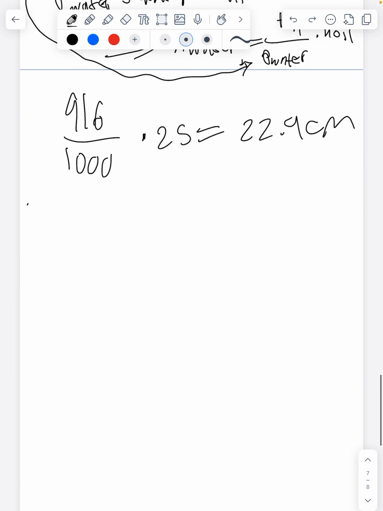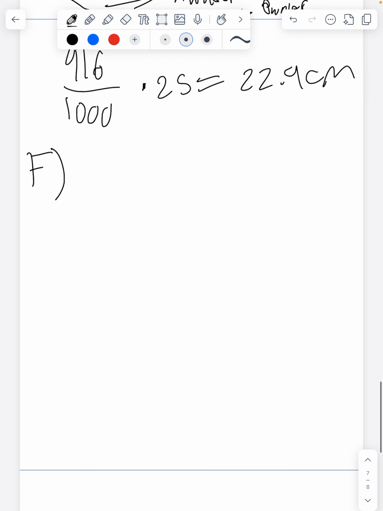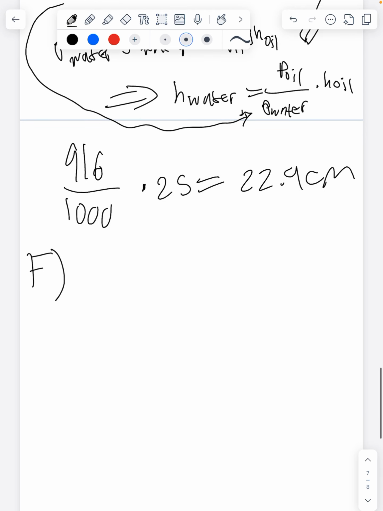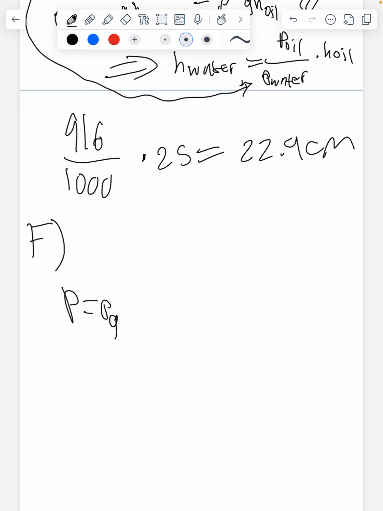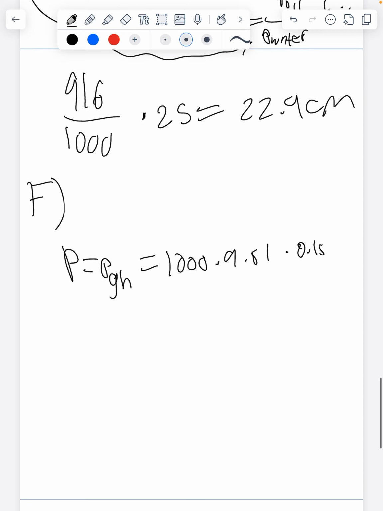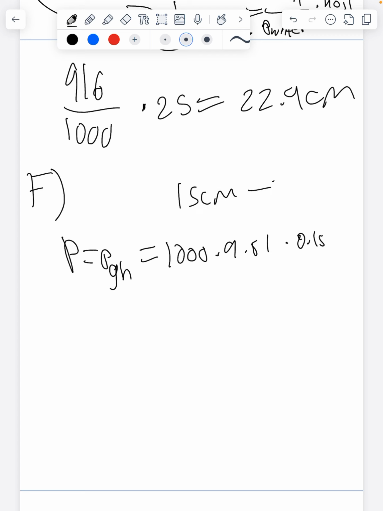Okay, now we're on to one of the final parts, which is part F. What is the gauge pressure 15 centimeters beneath the surface of water? Express your answer in appropriate units. Now we're just going to calculate the gauge pressure 15 centimeters below water. So pressure equals rho g h, which would equal 1,000 times 9.81, because that's gravity, times 0.15, because we converted this to meters. That's how we got that number.